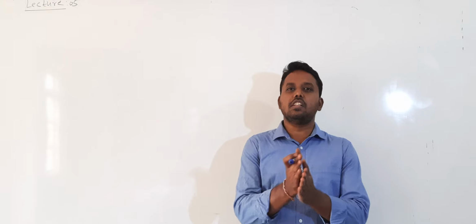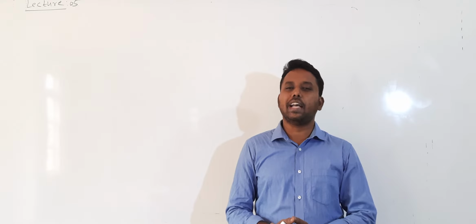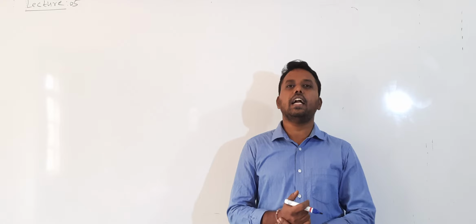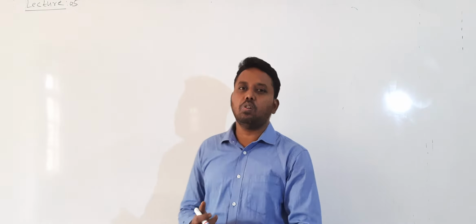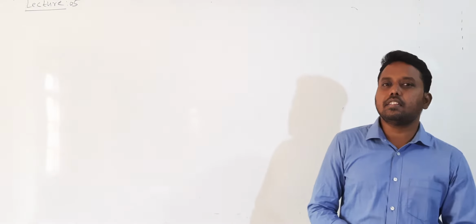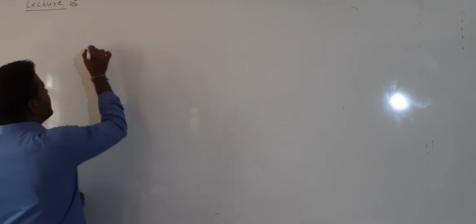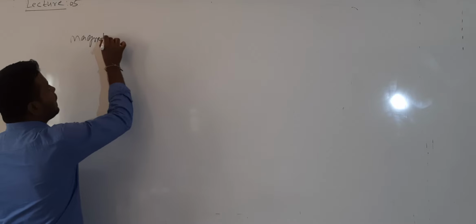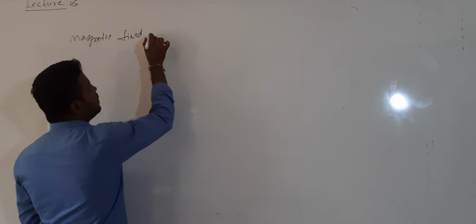To find the direction of that magnetic field, we have discussed Ampere's right hand rule, Maxwell's corkscrew rule, Ampere's swimming rule, and right hand palm rule. For finding the magnitude of the magnetic field, we have two laws. One is Biot-Savart's law, and we have seen applications of Biot-Savart's law, that is magnetic field due to a circular coil.